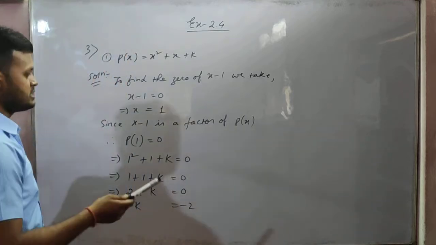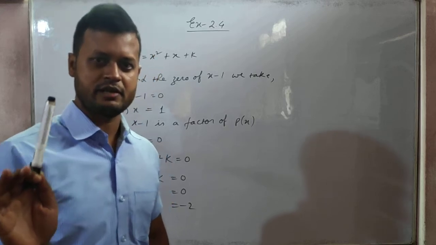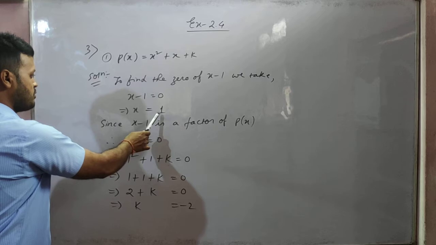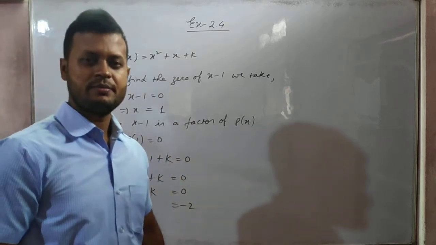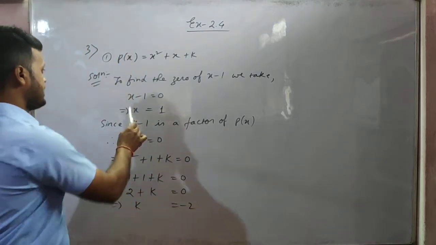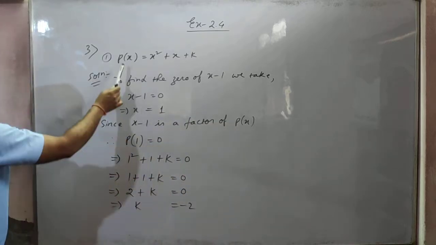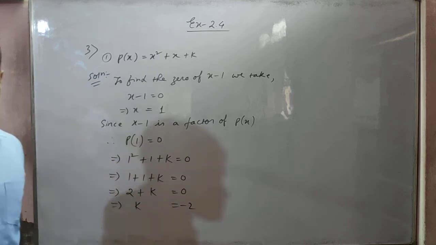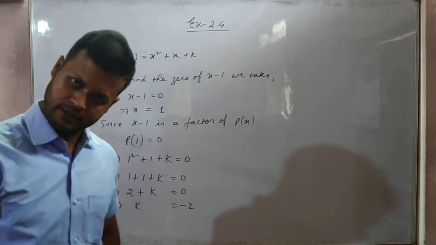Now it is given that x minus 1 is a factor of p(x). So students, listen to me very carefully: if x minus 1 is a factor of p(x), then if we put the zero of x minus 1 in place of x, the remainder will be equal to 0, because it is already given that x minus 1 is a factor of p(x). Do you remember the factor theorem?